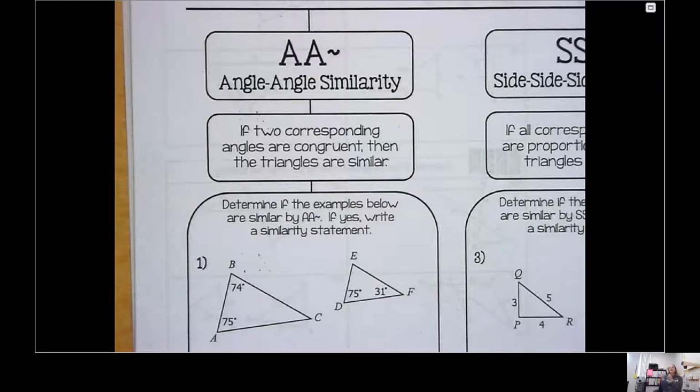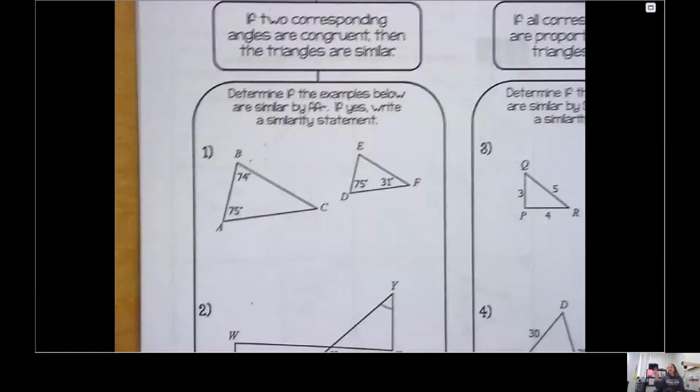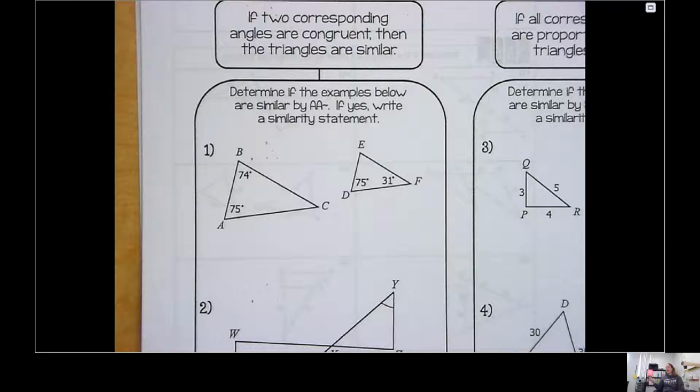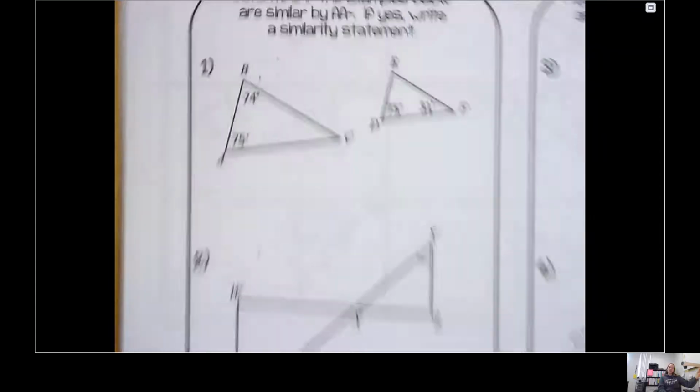Okay. Let's come back now. I will wait for you. First one says angle-angle similarity. It says if two corresponding angles are congruent, then the triangles are similar. So if you have 2 pair of angles that are the same, then the triangles are similar. So let's take a look at number 1.